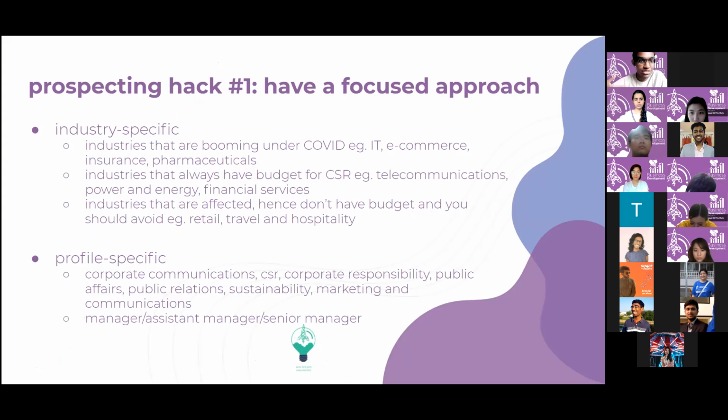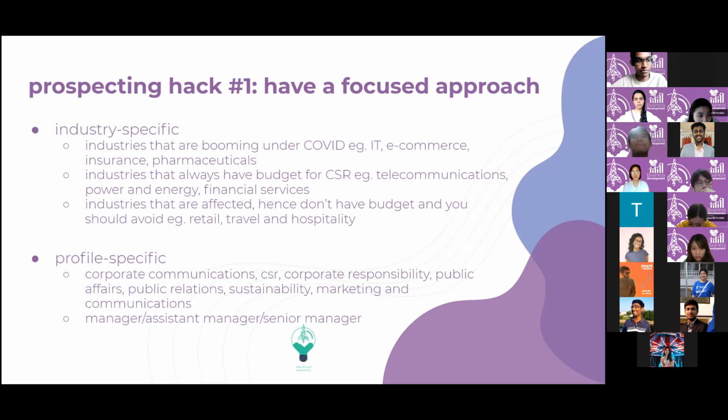What I mean by industry specific is, when you do market research on what kind of industries are booming under COVID and what kind of industries are affected, you would understand what kind of companies to find and what kind of companies to avoid. For example, under COVID, you have IT and e-commerce and pharmaceuticals, they're all booming. While you should definitely avoid retail, travel and hospitality, because of course those industries are really broke under COVID. So even if you find those companies, there would probably be a very high chance of rejection. So it doesn't really make sense to prospect them all over again.